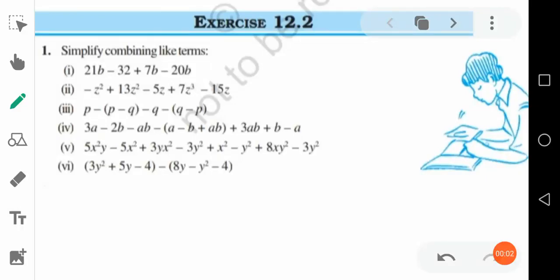Hello students, in the previous class we were dealing with addition and subtraction of like terms. So today we will do some problems based on this. Okay, that is exercise 12.2 from your reader. Question is like this: simplify combining like terms. That means you have to combine the like terms and you have to simplify this algebraic expression.